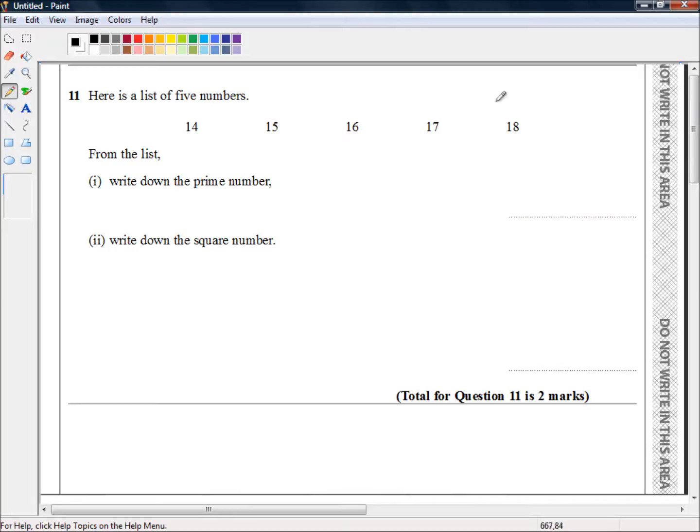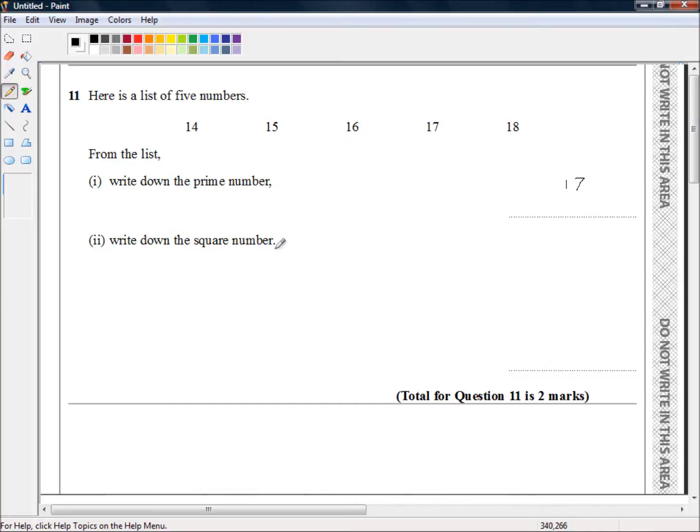14, 16 and 18 are even numbers, so you can rule them out. So you're left with a choice of either 15 and 17. And right there and then, if you just guess, you've got a 50-50 chance of getting it right. If you know your 5 times tables, you know that all numbers on your 5 times table end in either a 5 or a 0. And since 15 ends in a 5, it's divisible by 5 and therefore not a prime number. So your answer is 17.